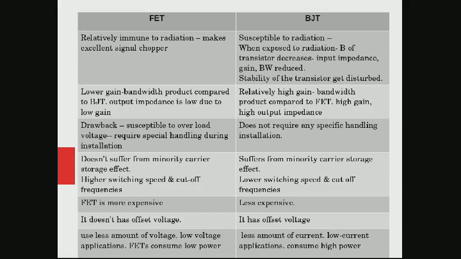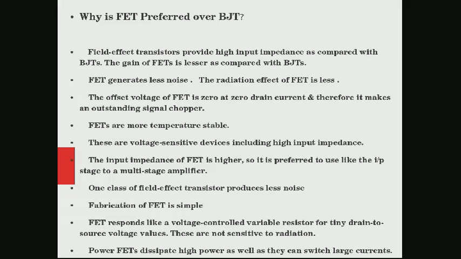So all these are differences between the BJT and FET, but often it is seen that FET is preferred over BJT, because the field effect transistor provides high input impedance compared with BJT, and the gain of FET is lesser compared with BJT. FET generates less noise, and its radiation effect is less. The offset voltage of FET is zero at zero drain current, and FETs are more temperature stable.